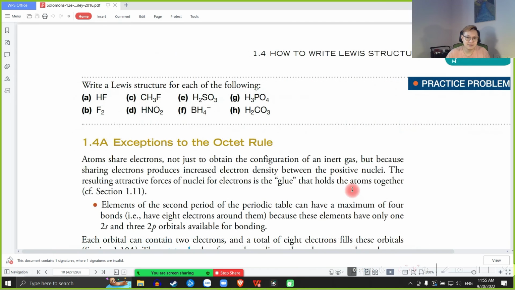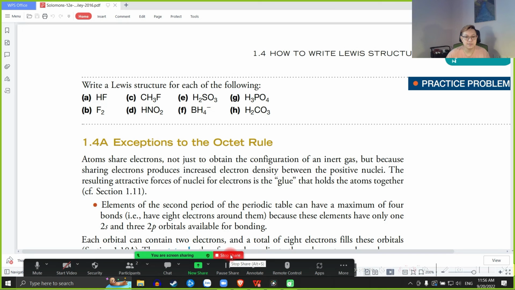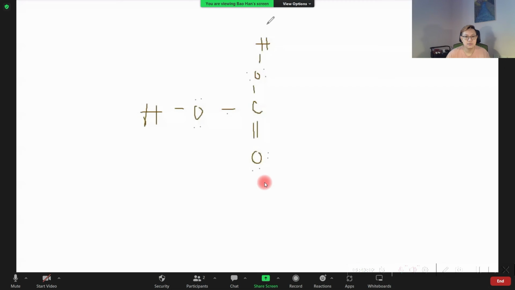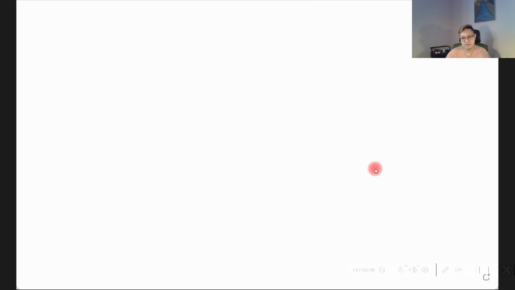Yeah. Similar. More. And then, okay, so write Lewis structures for each of the following. Let's try all of those, and then we end the lesson here, I think. Okay, let us share. I can stop share. Oh, you have the physical book at your place, right? Yeah. Okay, good.